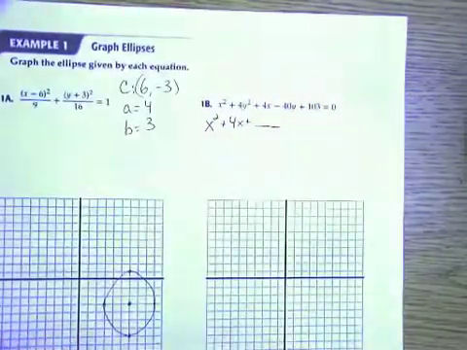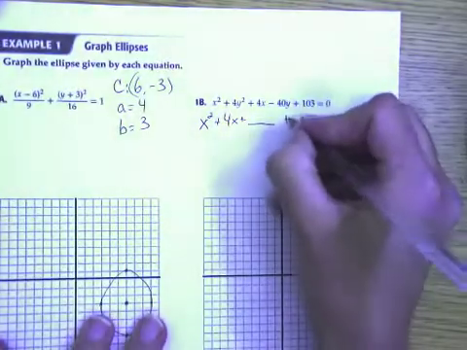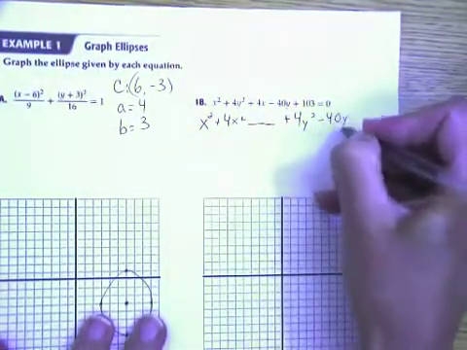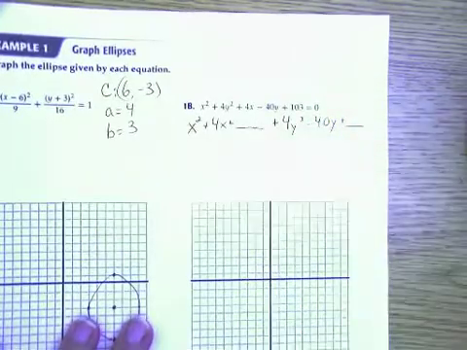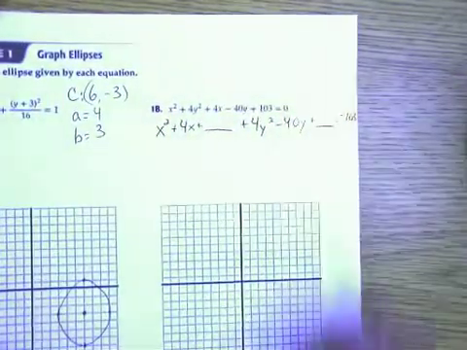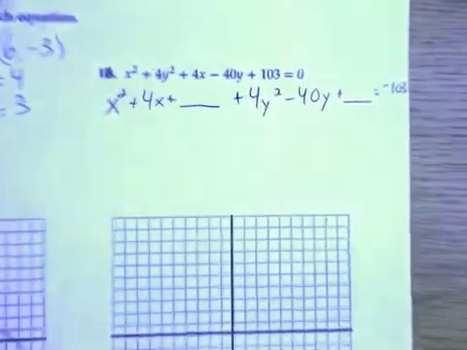So I'm going to rewrite this as x squared plus 4x plus blank, and hopefully by now you know that that blank is for the number that's going to complete the square, plus 4y squared minus 40y plus blank, and then equals negative 103.